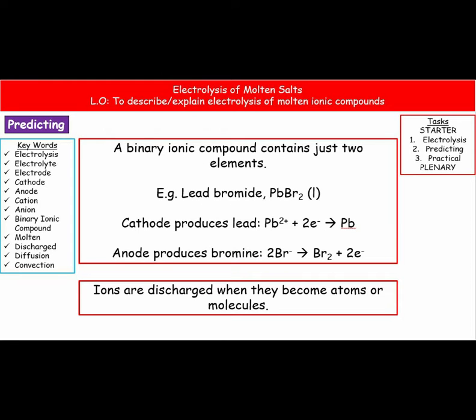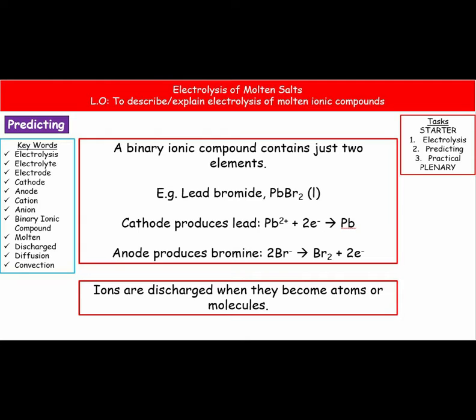Now that hopefully we've got a basic grasp of the process of electrolysis, what we're going to move on to is actually understanding how we can predict what we're going to make at the end of carrying out the experiment. So what we need to do first of all is consider something called a binary ionic compound. Now where we're talking about a binary ionic compound, this is something that's just got two elements, because binary, bi, means two.